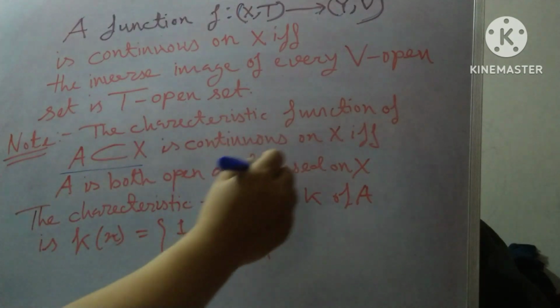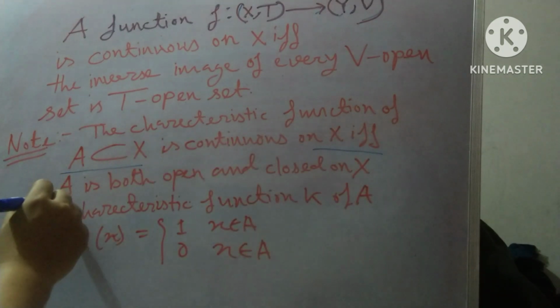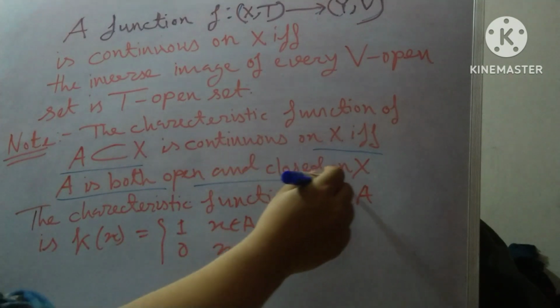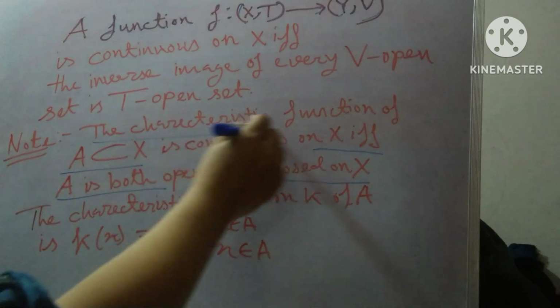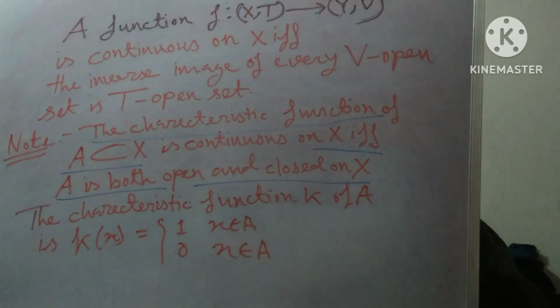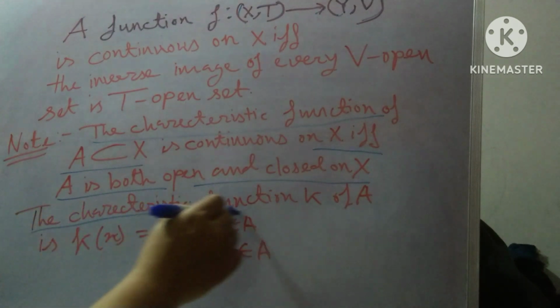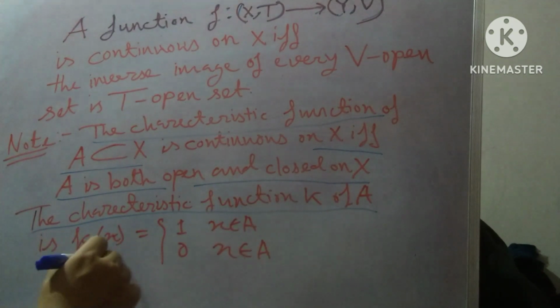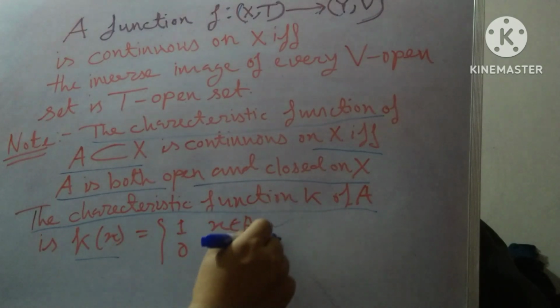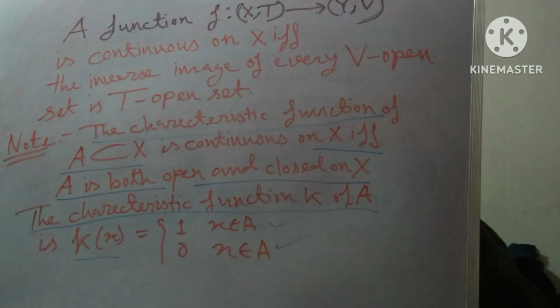Note: the characteristic function of a proper subset A of X is continuous on X if and only if A is both open and closed in X. Friends, I will not discuss the proof, but you have to remember what the characteristic function is. The characteristic function K of A is K(x) equals 1 when x belongs to A and 0 when x does not belong to A. So it is clear for everyone.